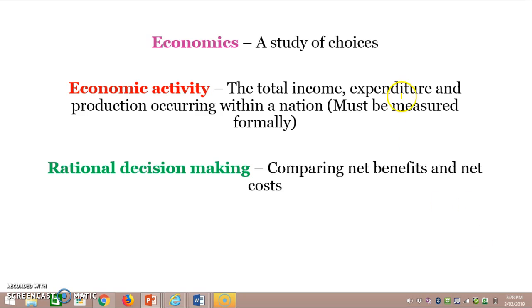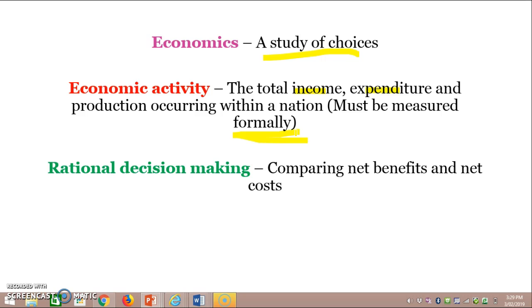So again, economics, the study of choices, economic activity, the total income, expenditure, and production occurring within a nation. And again, the key thing is it has to be measured formally. So if you get a multiple choice question, which of these is not economic activity, it's the one where they're not really receiving a payment or a dollar term. So for example, if I coach the volleyball team, it's not a very good example because I'm getting paid as a teacher, but if your coach on the weekend of your volleyball team is not getting paid, that would be a good example of something that's not economic activity. Where if you're part of a business and you sell a bike, then that would be an example of economic activity.